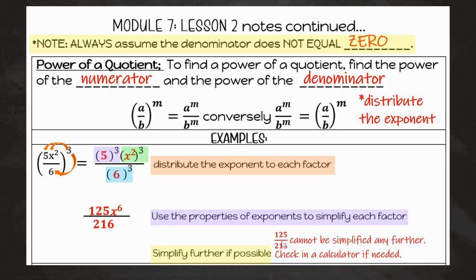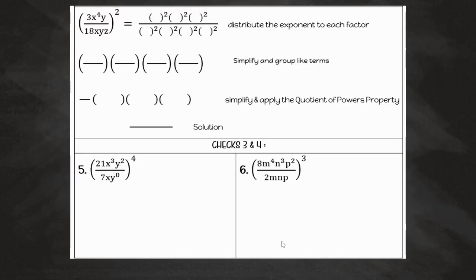All right, in this particular case, it cannot be simplified. So again, we're just going to leave it alone, and that's our final answer. Okay, moving on to our next and last example.